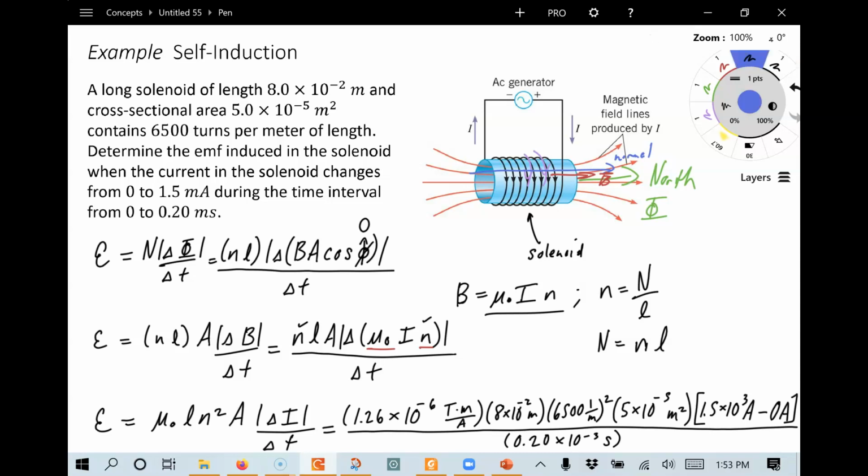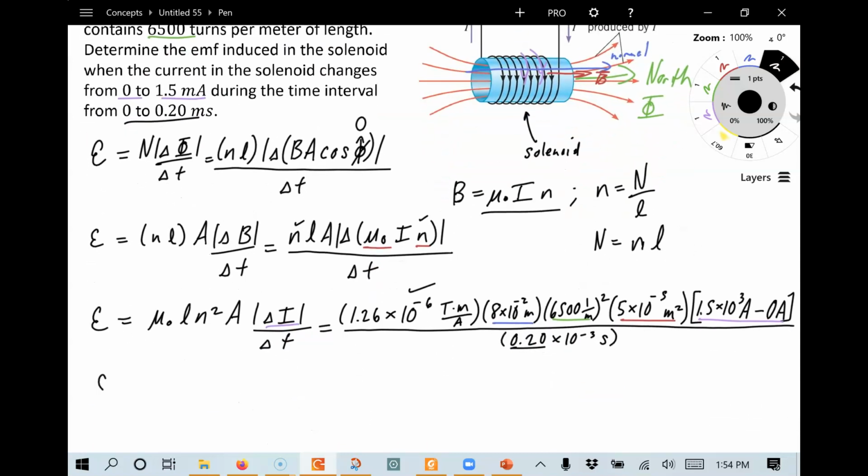All right, I've thrown in all the numbers here, and so we can see here's the length. Here is the cross-sectional area. Here is the number of turns. Here is the change in the current, so your final minus your initial. And what we have left on the bottom is just the time interval, 0.2 milliseconds. And of course, this is just a constant magnetic permeability, which you can look up. Putting all those things into the calculator gives us an answer.